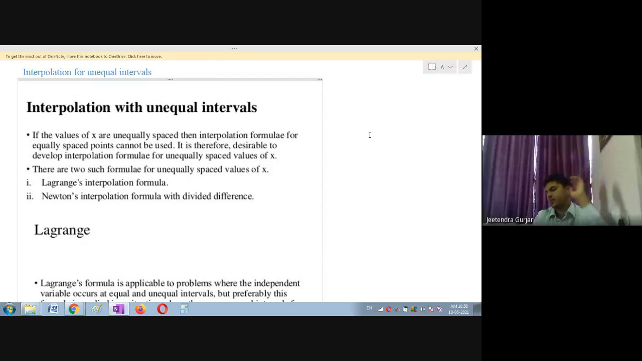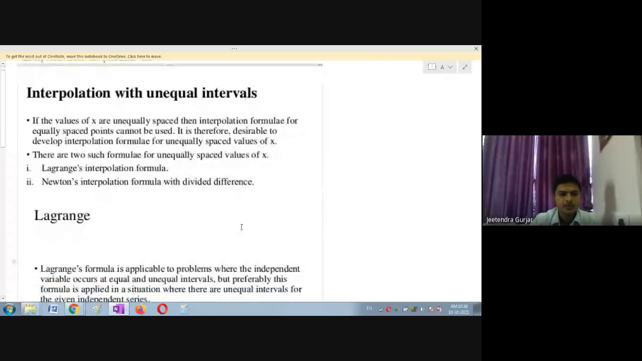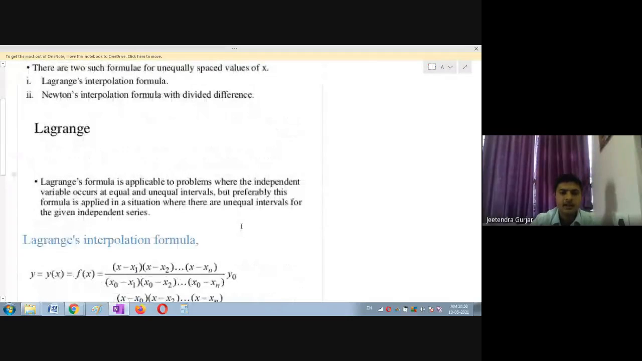First we will study Lagrange's interpolation formula. Later we will study Newton's interpolation formula with divided differences. Lagrange's formula is applicable to problems where the independent variable occurs at equal and unequal intervals. Students, this is quite helpful.